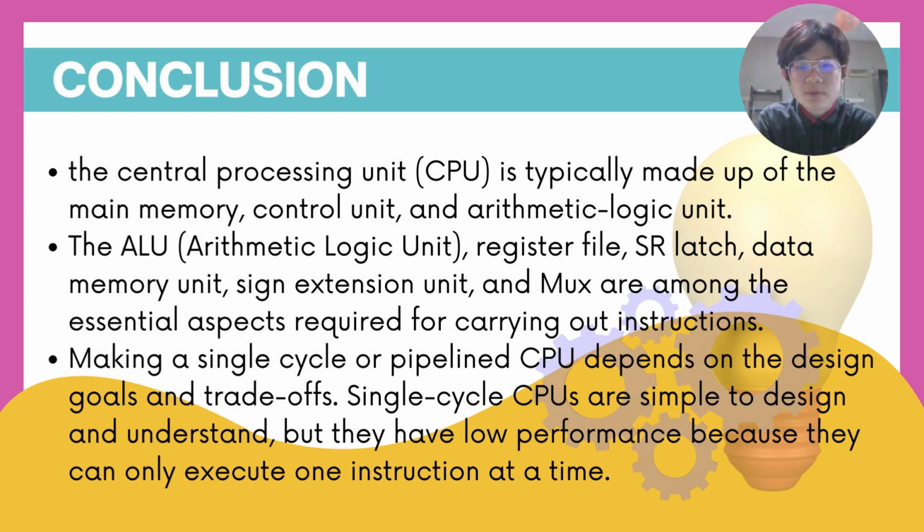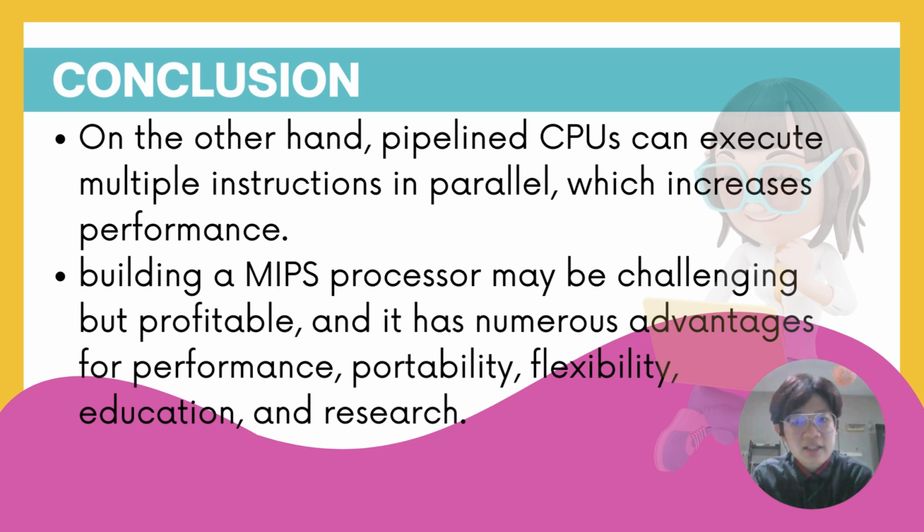Single cycle CPUs are simple to design and understand, but they are low performance because they only execute one instruction at a time. On the other hand, pipeline CPUs can execute multiple instructions in parallel, which increases the performance compared to the single cycle. Building a MIPS processor may be challenging but profitable. It has numerous advantages for performance, portability, flexibility, education, and research.